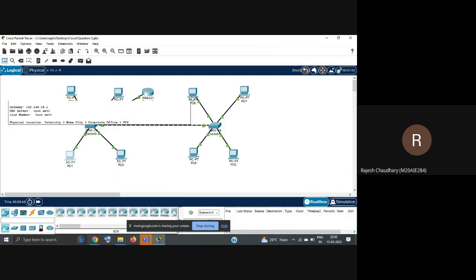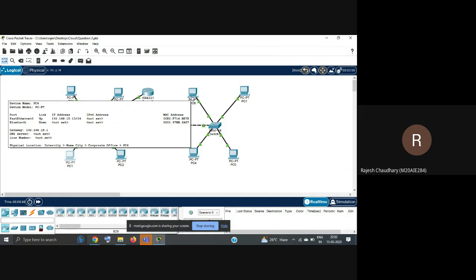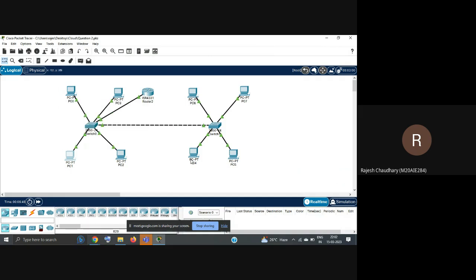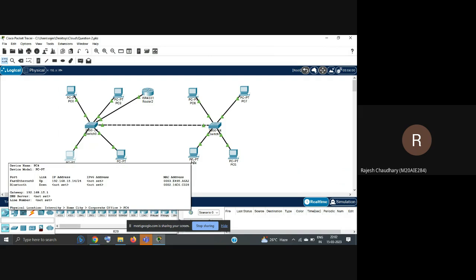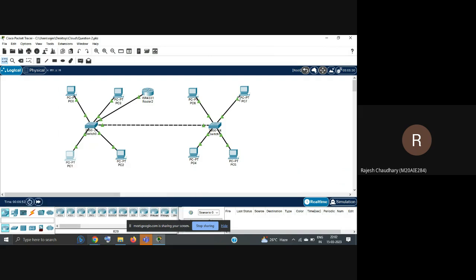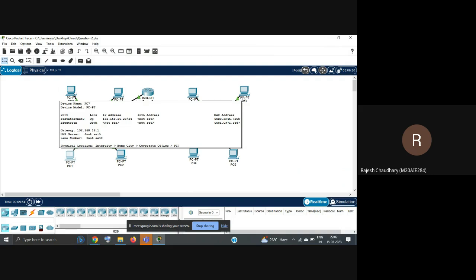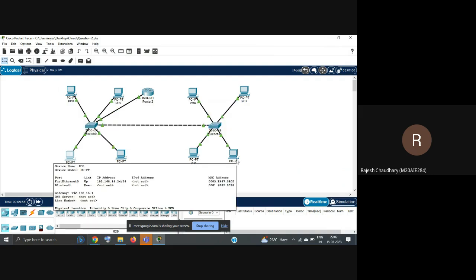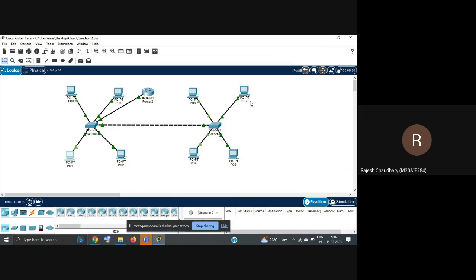Similarly, PC6 is part of VLAN 1, and this PC is part of VLAN 1, whereas PC7 is part of VLAN 2, and this is part of another VLAN 2. So PC3, 7 and 5 are part of the same VLAN, whereas PC 0, 1, 6 and 4 are part of another VLAN. Now, with the help of switches, PC3 and PC7 can communicate.